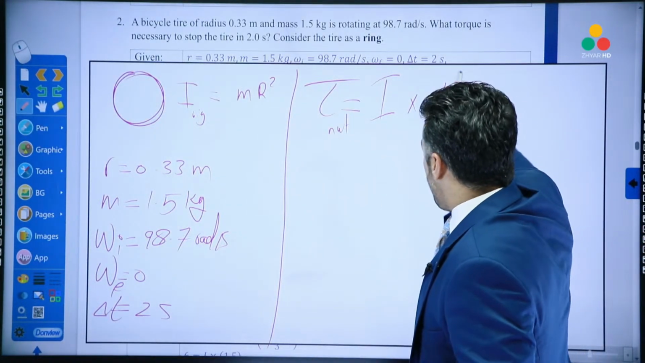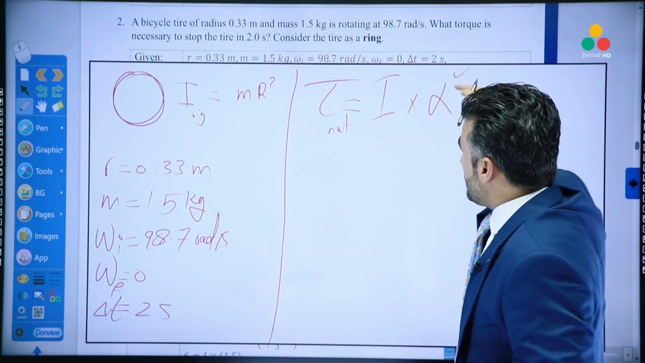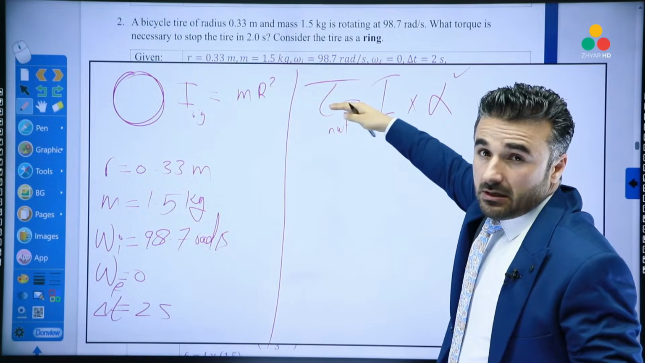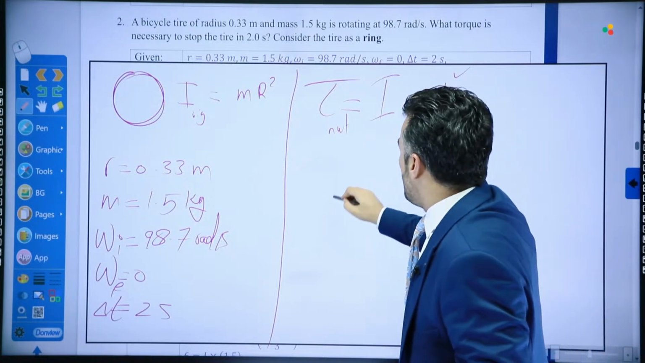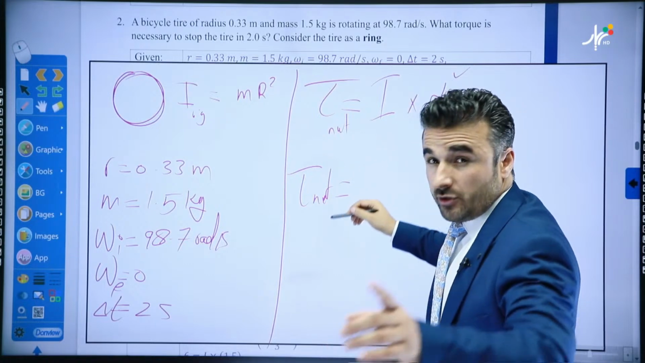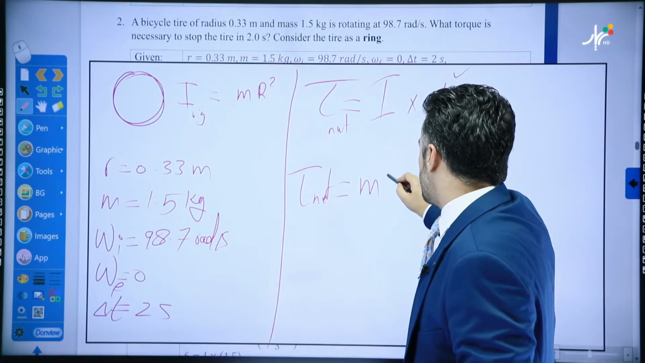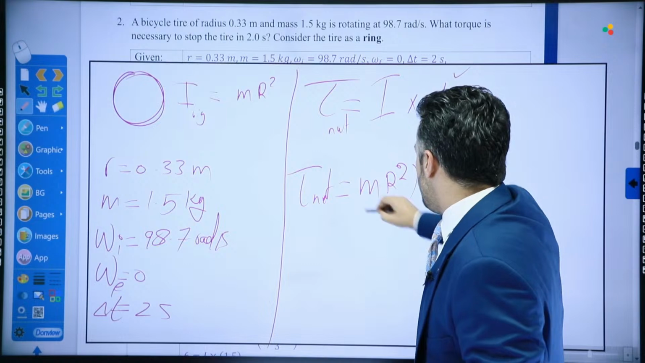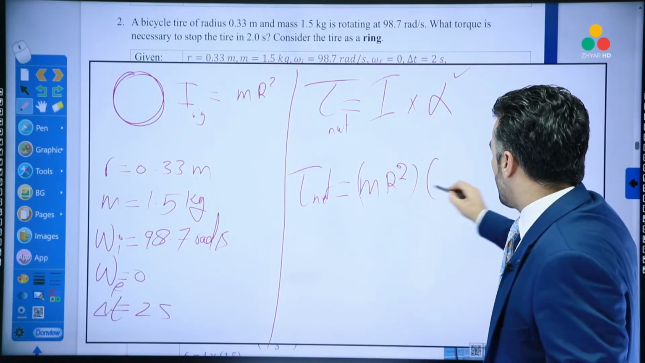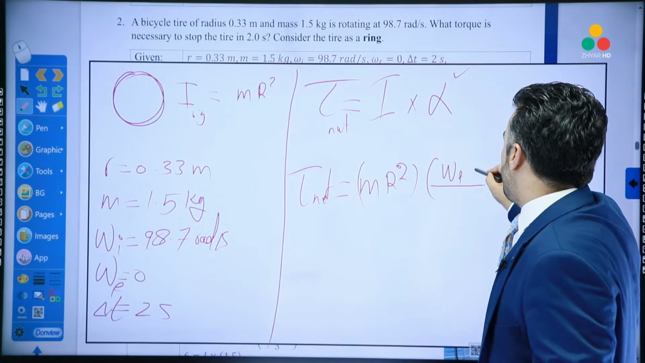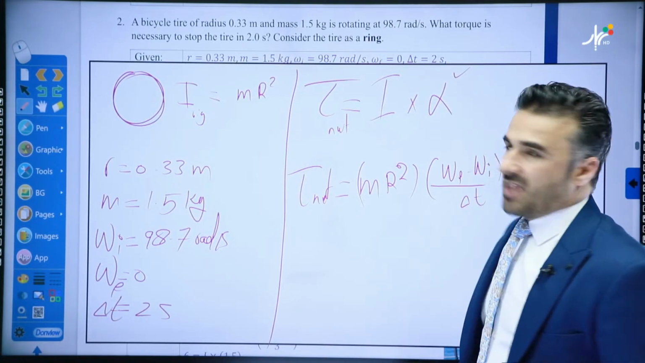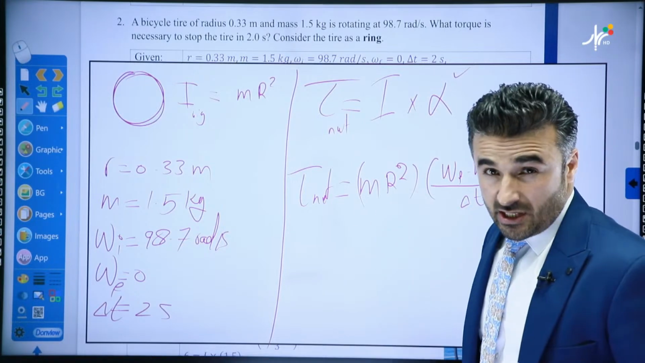I can find the angular acceleration first and then plug into the equation, or I can answer all this in one step. Let's just do this. The net torque equals the moment of inertia for a ring, which is mass times radius squared, you can use small r, that is also fine, multiplied by the angular acceleration. You already know that angular acceleration equals omega final minus omega initial, divided by delta t. Now, do you see your way out?